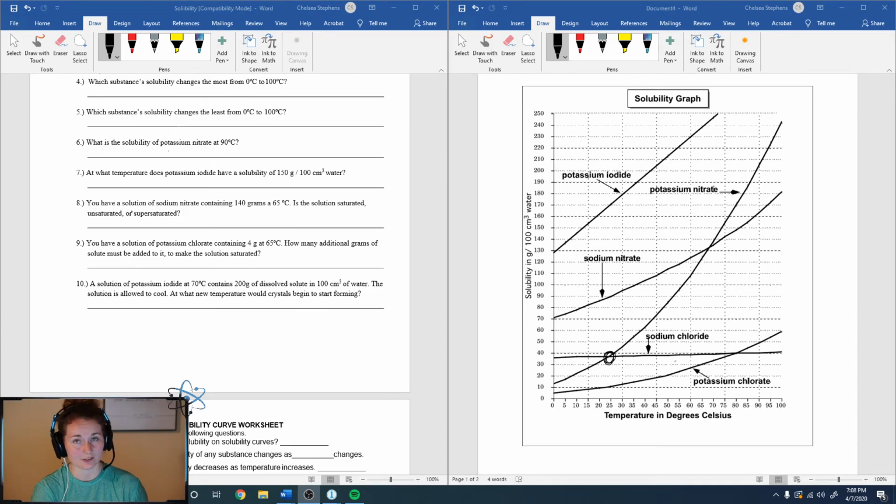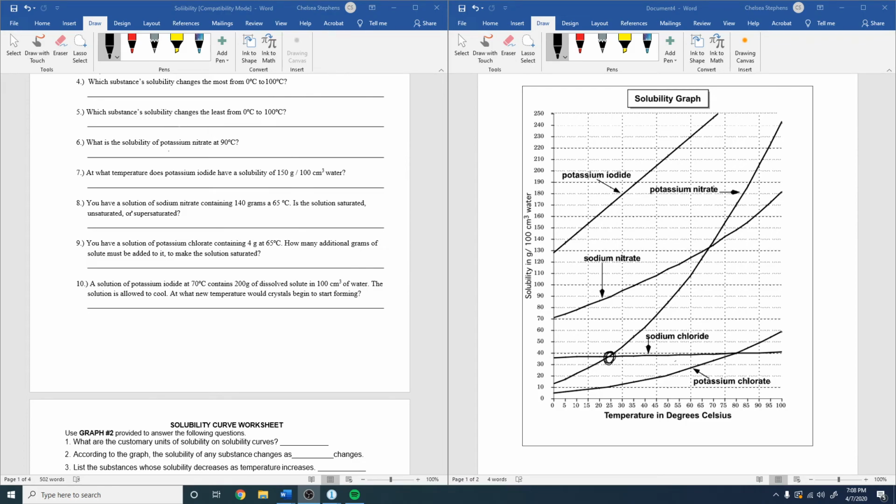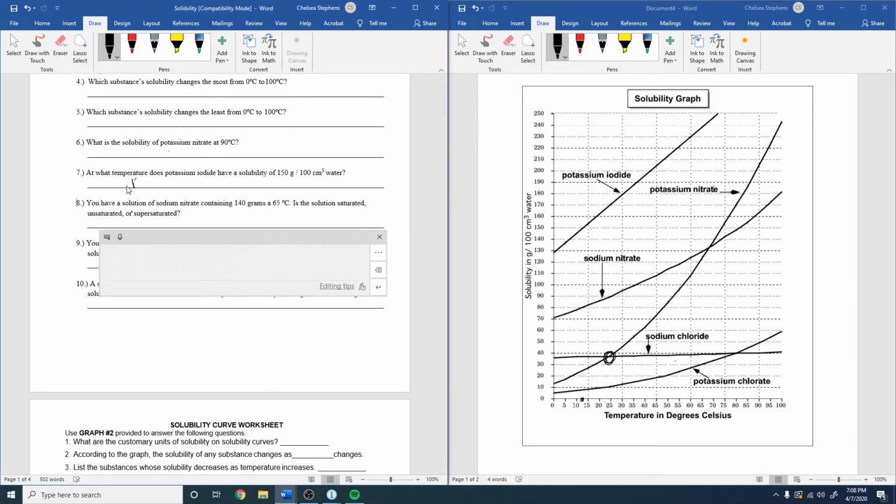So all of these graphs are grams per 100 cc's, or grams per 100 milliliters, okay? So let's see, what temperature do you have? We're going to find 150 for potassium iodide. 150 right here, boom, here's our line. Straight down, which is about 12.5, 13. I'm not going to be crazy about it. Let's say about 13.